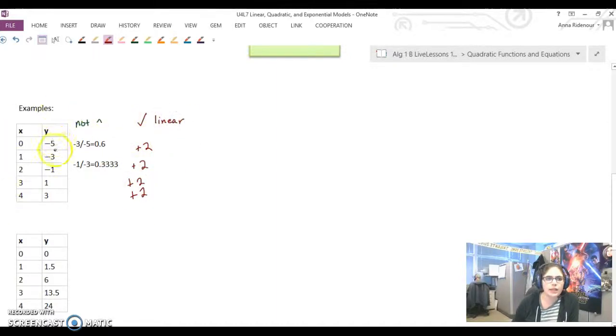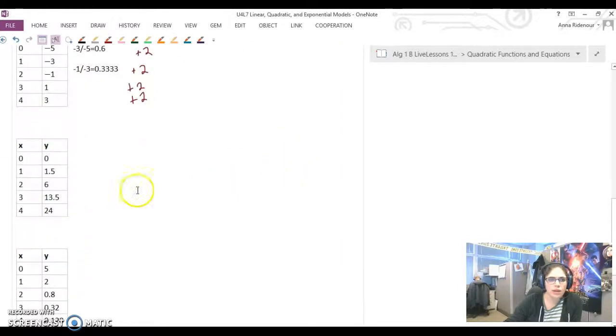So this is a linear function, or a linear model. All right, so we got that one checked off, and we don't even have to do the complicated one at the end. So this next one, let's look at this.